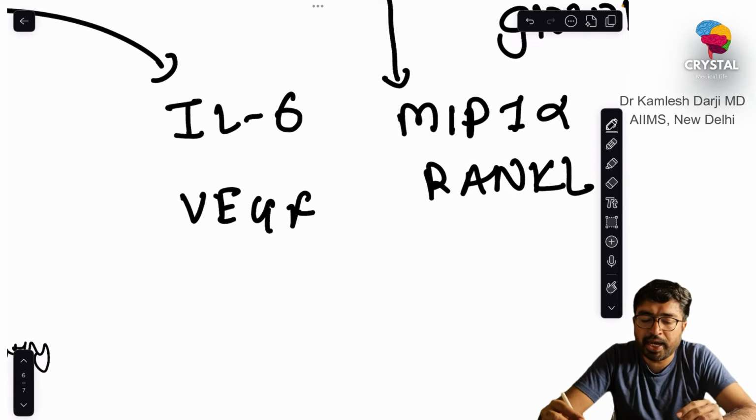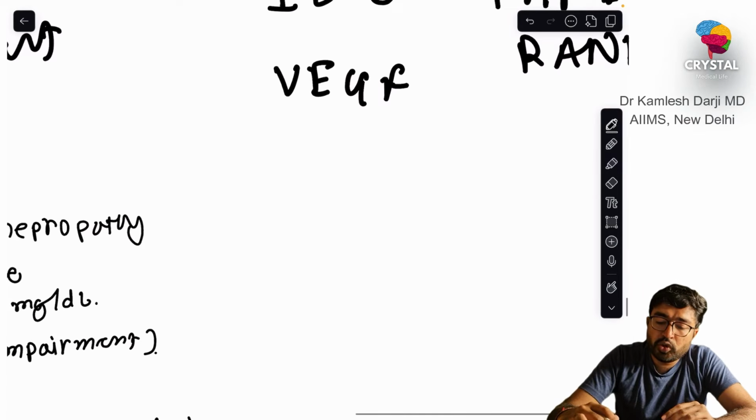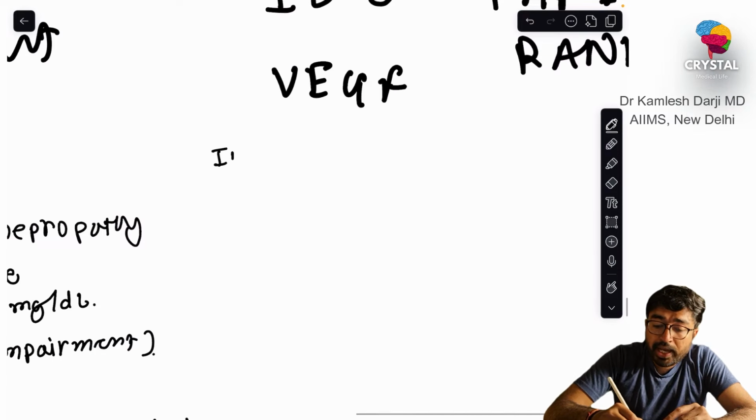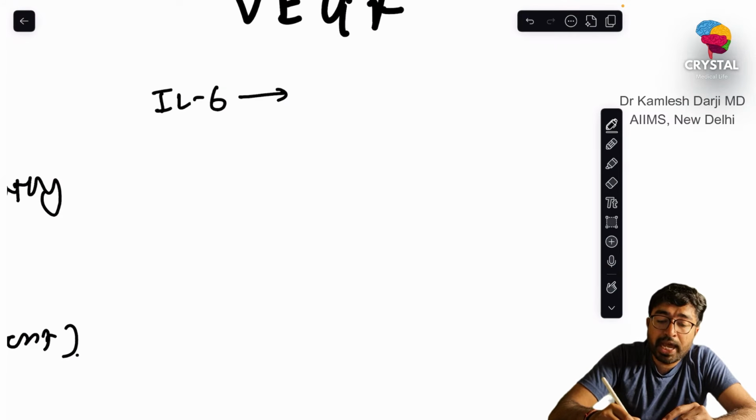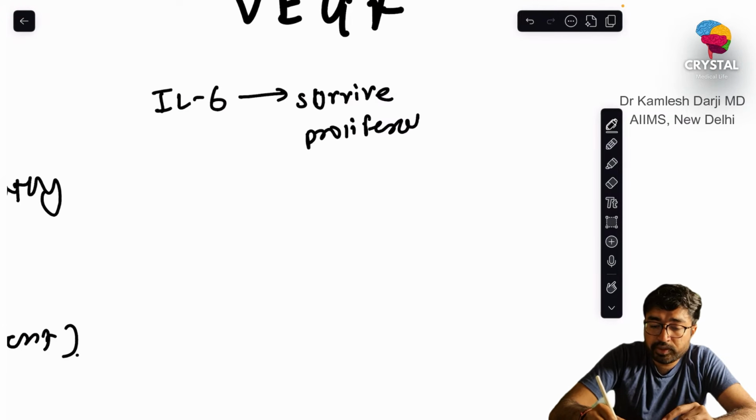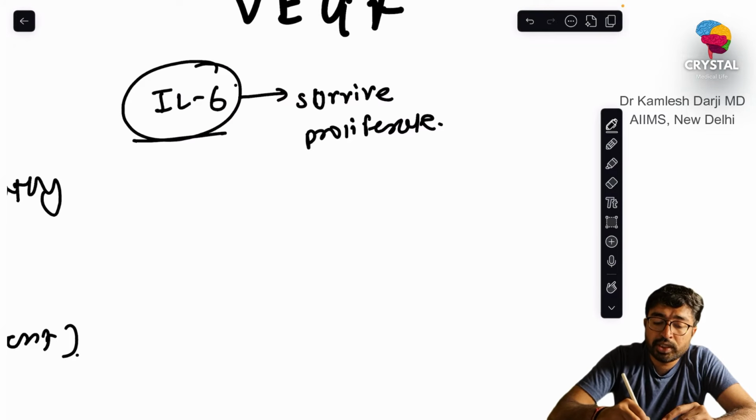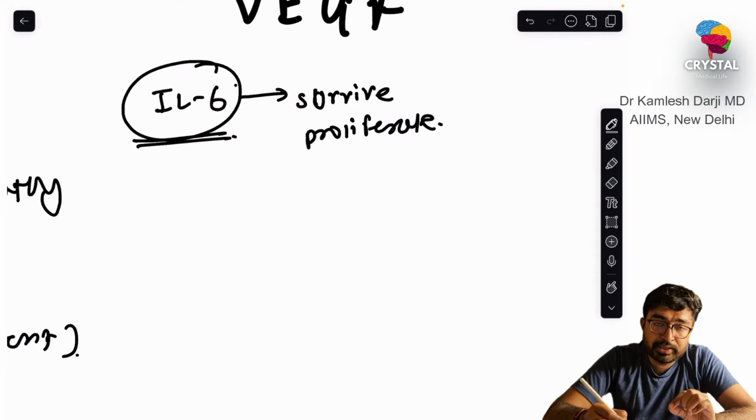Secretory products are IL-6 and VEGF. So why is IL-6 so important for the plasma cell? Because it helps them to survive and proliferate. This is the only molecule which is helping the plasma cells very nicely. So IL-6 they need for survival and proliferation.